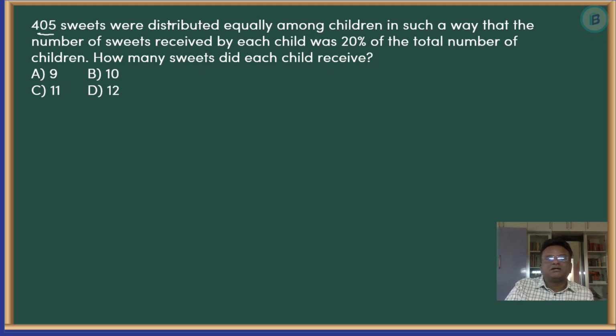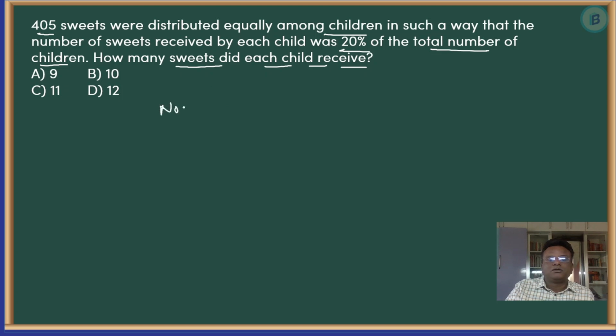405 sweets were distributed equally among children in such a way that the number of sweets received by each child was 20% of the total number of children. How many sweets did each child receive? Now, one thing which I want to tell you, that when you have to take two different values and one value is some percentage of other, try to see that you avoid fractions, because fraction calculation becomes a little more difficult as compared to the straight number.